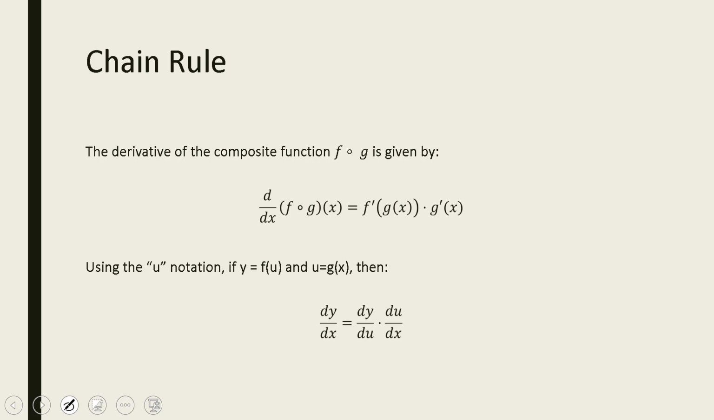I've always found this way, it's not wrong, but it's kind of complicated. So using the u notation, this formula becomes a little bit simpler. The idea is that if you want to find the derivative of y with respect to x, you find the derivative of y with respect to u, and then multiply that by the derivative of u with respect to x. So this is the way I prefer to look at it.